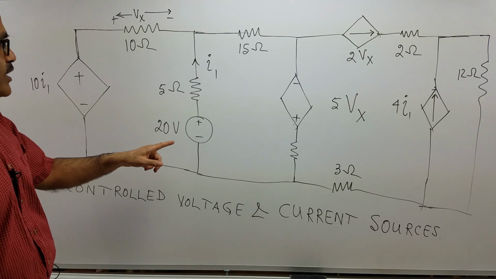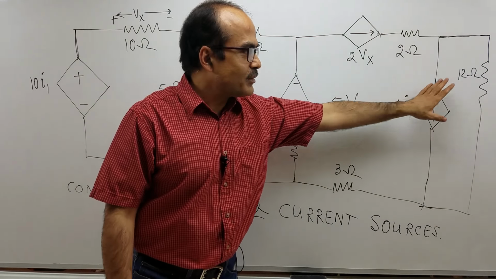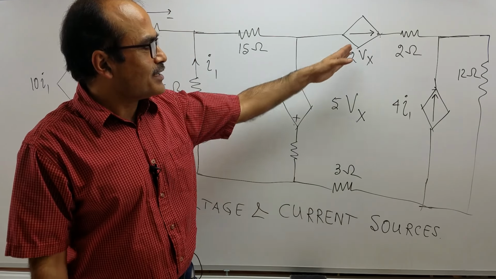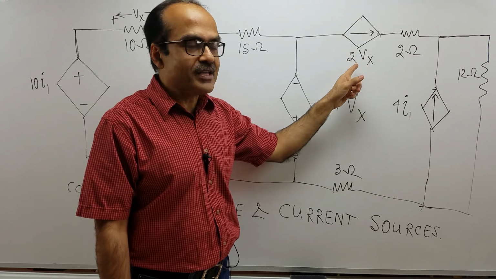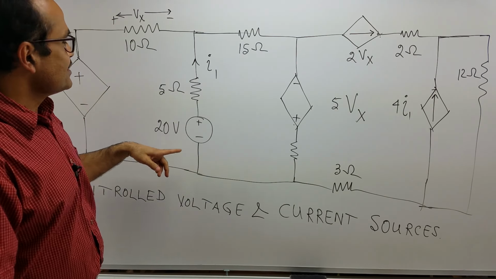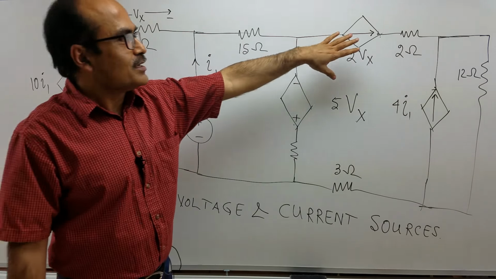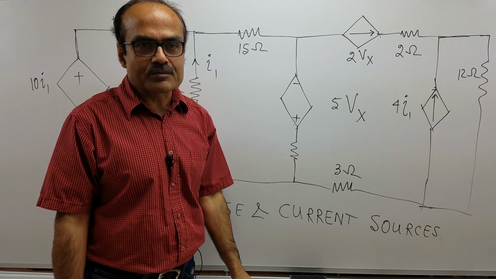So, as long as I1, which is the current here, is not changing, the current supplied by this current source is not changing. And then this is another current source which is controlled by Vx. So, Vx is this voltage. So, as long as this Vx is not changing, the current supplied by this current source is also not changing.